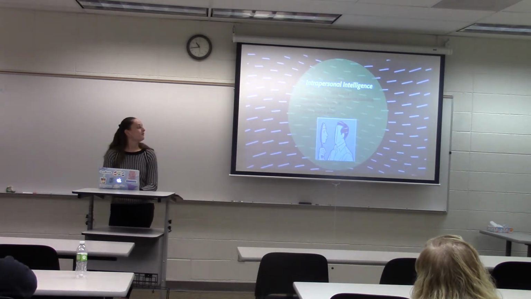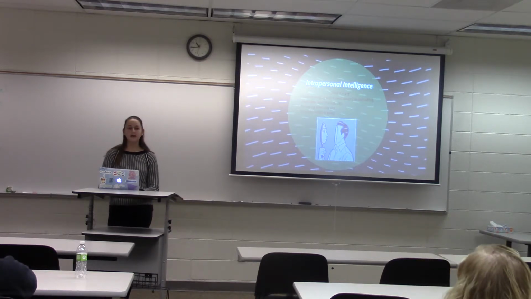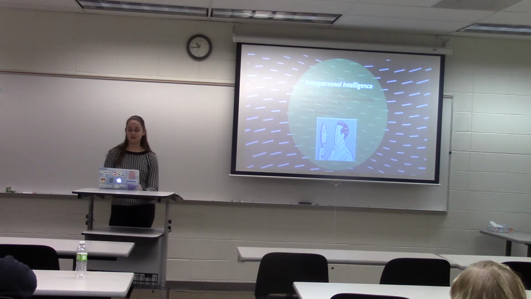The last type of intelligence that Gardner proposed was intrapersonal intelligence. It's basically being able to understand one's own self and their self-concept. And people high in this type of intelligence are able to reflect internally and understand their own emotions, where they're coming from, and how they can change them when they want to.